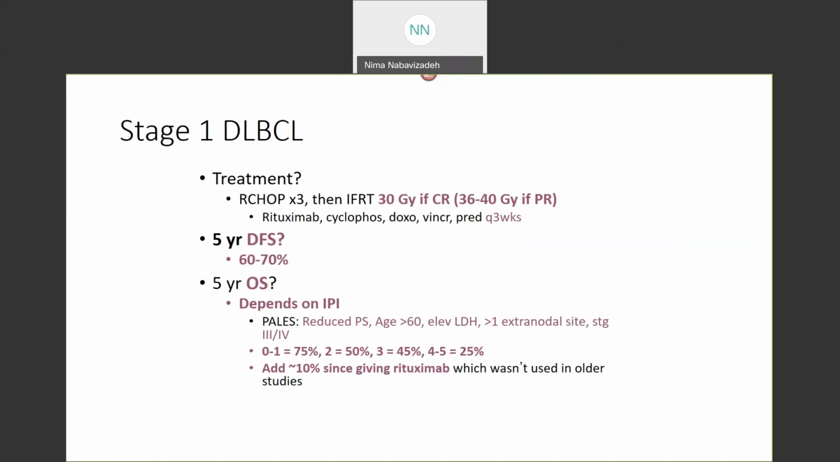In these combined modality settings, we usually give 3 cycles of this chemotherapy, then restage with a PET. If everything looks good, we consolidate the areas of initially involved disease with radiation therapy to 30 gray. Like I mentioned earlier, disease outcomes can be graded using the IPI. And for younger patients with not very advanced disease, their outcomes are pretty good.